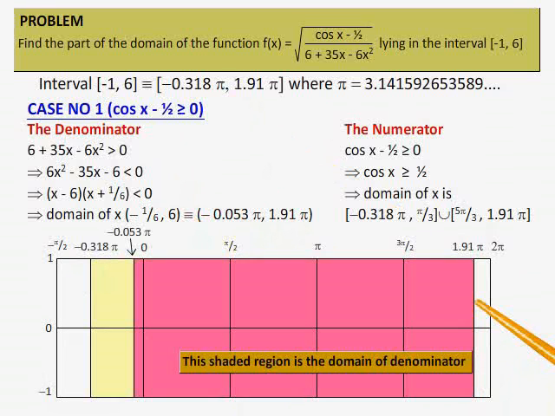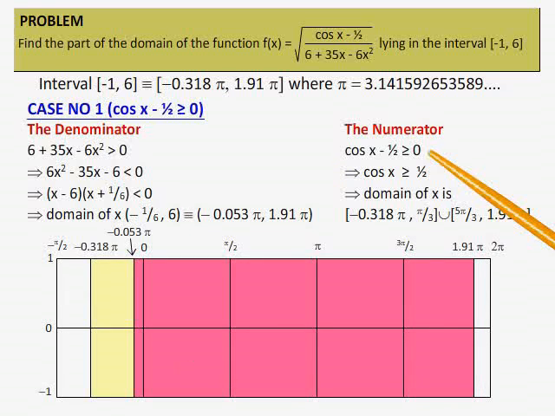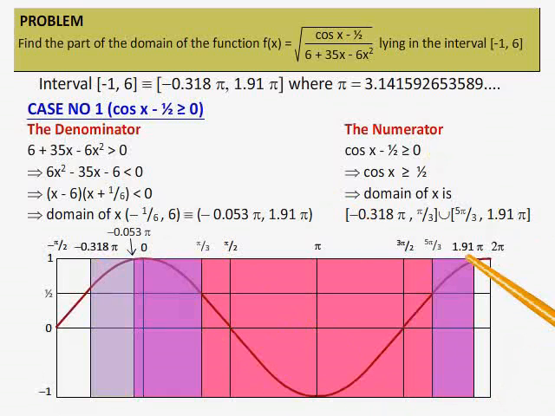Now let's think about this. For explaining this part, I am going to draw the cosine curve within the said interval minus 0.318 pi, 1.91 pi. Clearly, the shaded part has cos x greater than or equal to half, so this would be the domain. The final domain will be the intersection of these two sets, which is this.